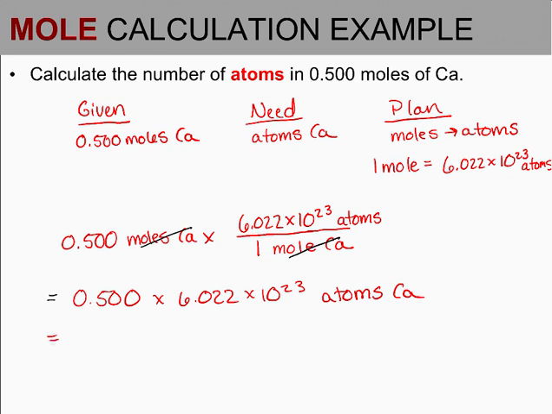If you would like to pause the video and plug this into your calculator, feel free. The answer we should end up with is 3.011 times 10 to the 23rd atoms of calcium. So that's half of Avogadro's number.